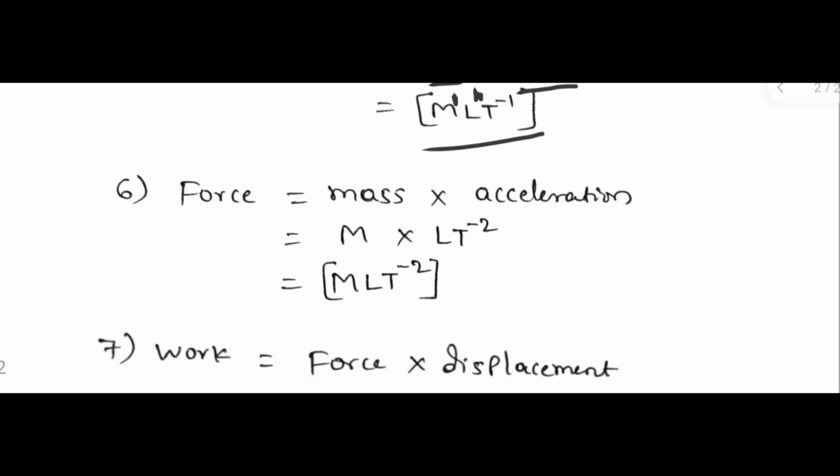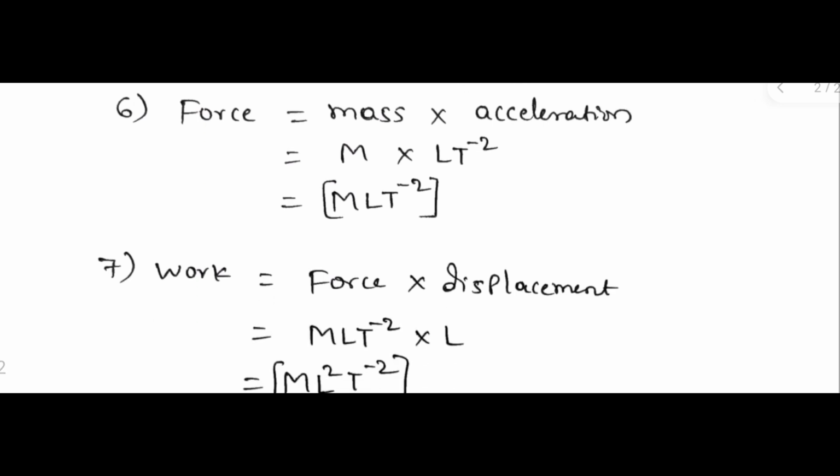Next physical quantity is force. It is a product of mass and acceleration. Okay, mass dimension is M and acceleration dimension we already found, L T to the power minus 2, that becomes M L T to the power minus 2.